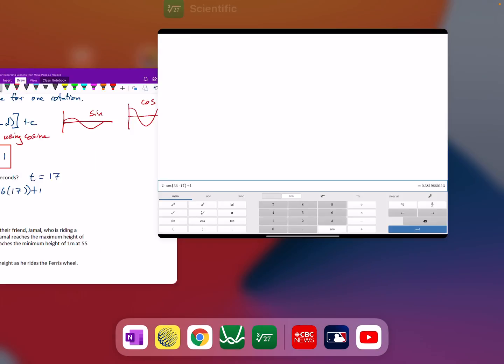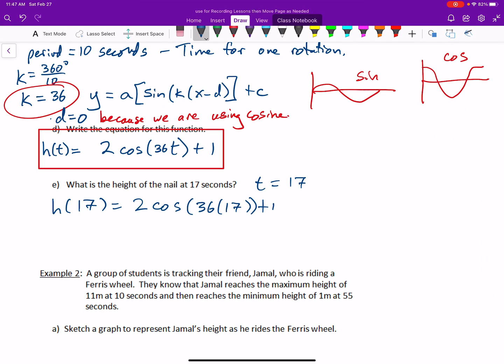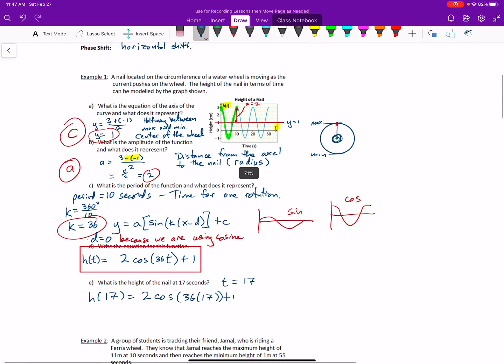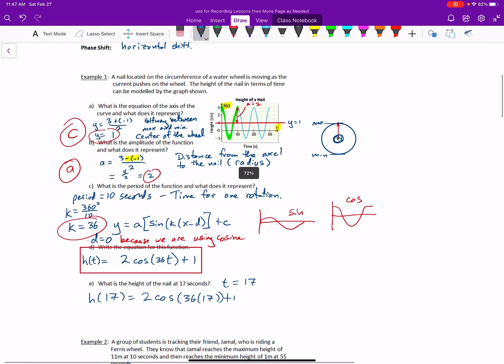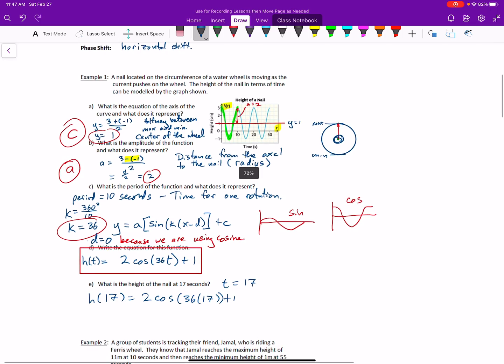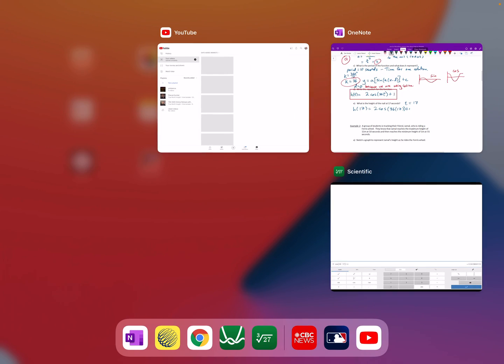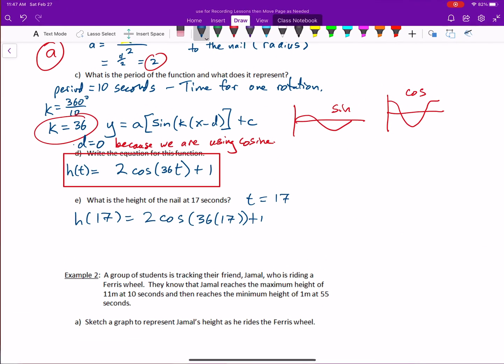0.4. That's rounded to the nearest, what is it, meters? Yeah, I think it's in meters. It doesn't tell us the units. Oh yeah, there it is, centimeters on the axis. So 0.4 centimeters.